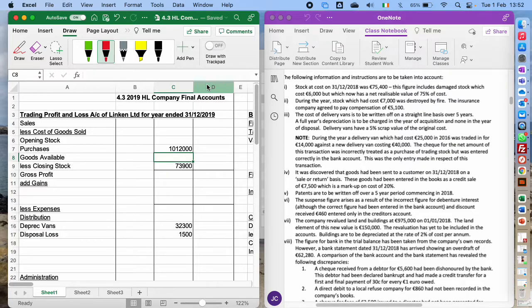Is it okay? Let's do the second note. You want me to continue doing the other notes? Yeah, I don't mind. Yeah, okay.